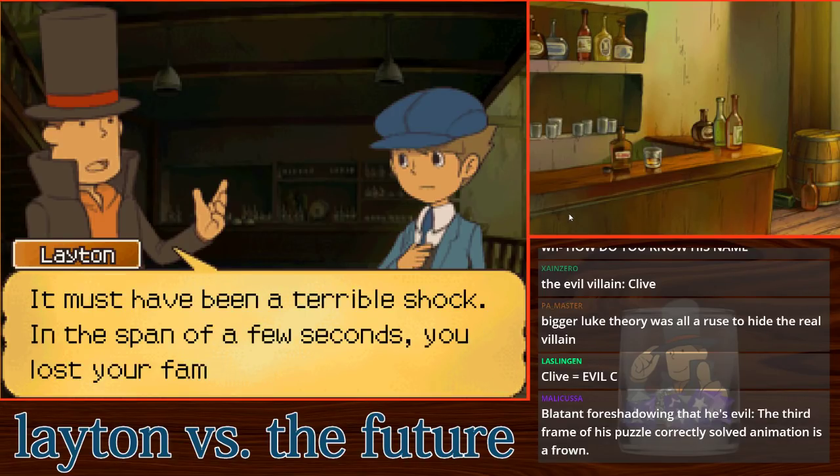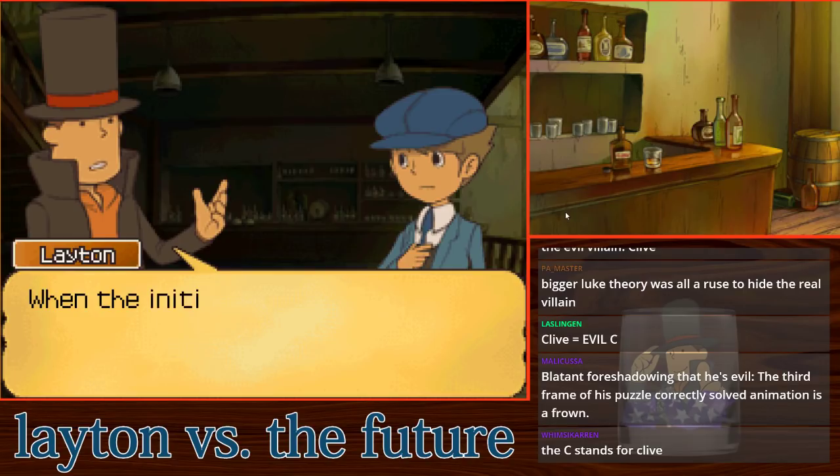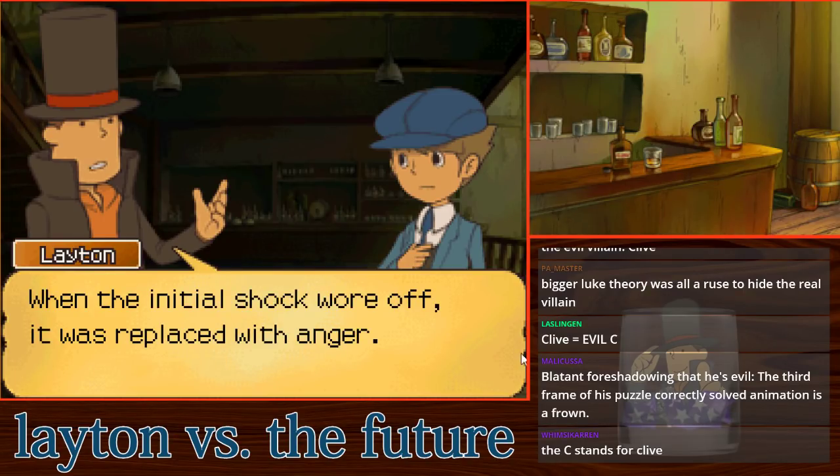It must have been a terrible shock. In the span of a few seconds, you lost your family and your home. When the initial shock wore off, it was replaced with anger.